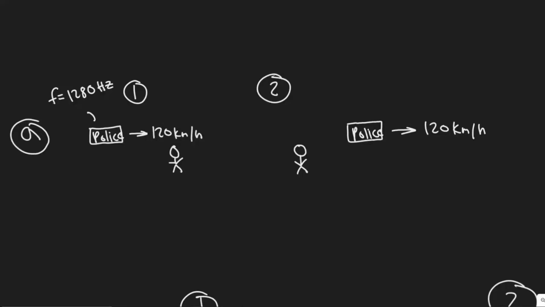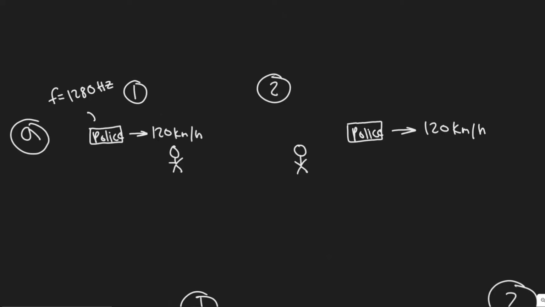Okay, so in this problem, we're told a police car sounding a siren with a frequency of 1,280 hertz is traveling at 120 kilometers per hour. A, what frequencies does an observer standing next to the road hear as the car approaches and as it recedes?